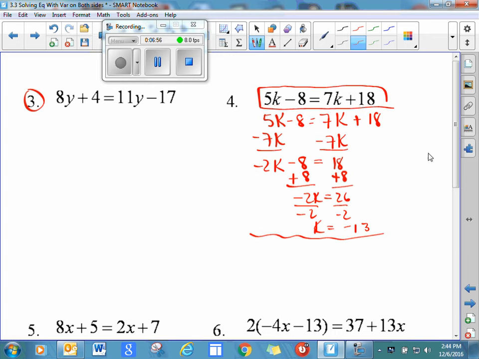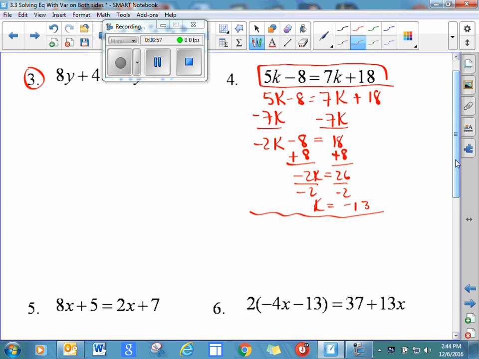And, of course, we're going to check it. The checks take a little bit more work because, obviously, you're doing arithmetic on both sides of the equal sign now. So 5 times k minus 8 equals 7k plus 18. Let's go plug in. We think k is minus 13. Oh my goodness, my numbers are going to be bigger. But no problem. 5 times 13 is 65, and it's negative.